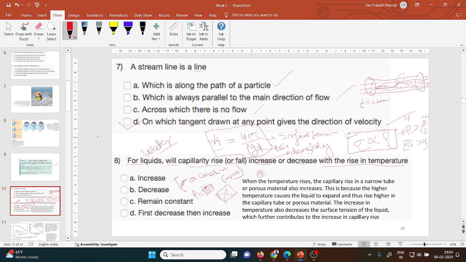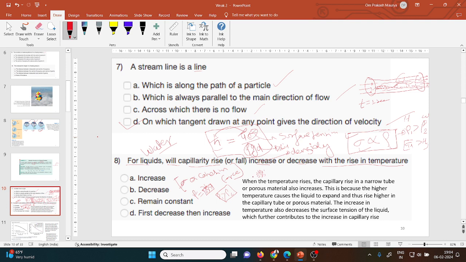If the temperature increases, surface tension decreases, and density will also decrease. But this is inversely proportional, so what will happen? Inversely proportional does not mean that if this decreases, this will increase, because the surface tension and the density have a direct relation to each other. So here we can compare the capillary rise or fall with the surface tension.